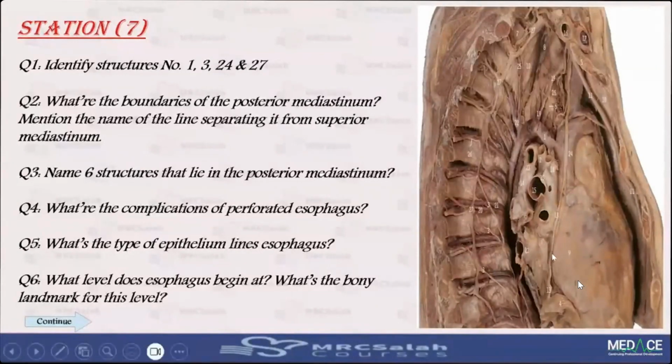Write down: esophagus, phrenic, azygos, vagus, and recurrent laryngeal. But this one, I think, is the phrenic, not the vagus. Number 13 is the phrenic, right? Yes, phrenic, not the vagus. Anterior to the hilum is the phrenic. The vagus is posterior.